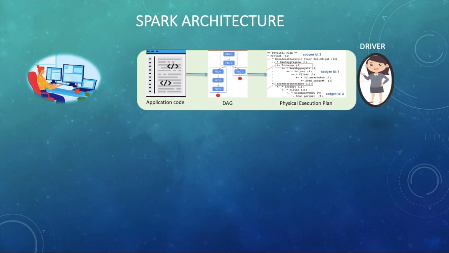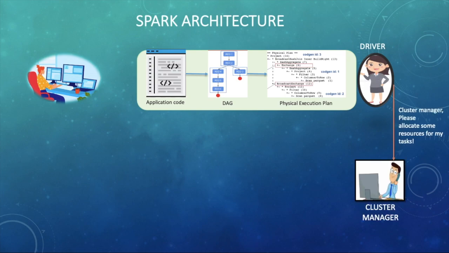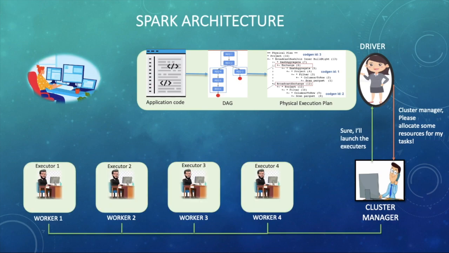Then it creates physical execution units called tasks under each stage, which means each stage is further subdivided into multiple tasks. Then these tasks are bundled and ready to be sent to the cluster. Now the driver calls the cluster manager and negotiates the resources. Cluster manager launches executors in the worker nodes on behalf of the driver. And the executor is a JVM process which is in charge of running individual tasks for the given Spark job.